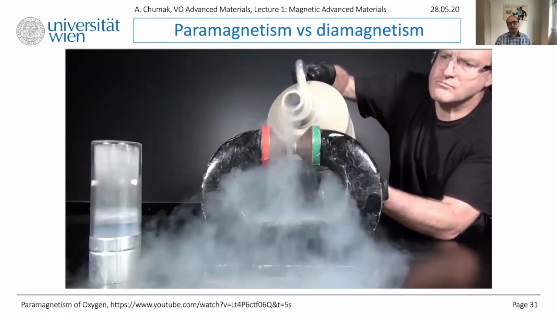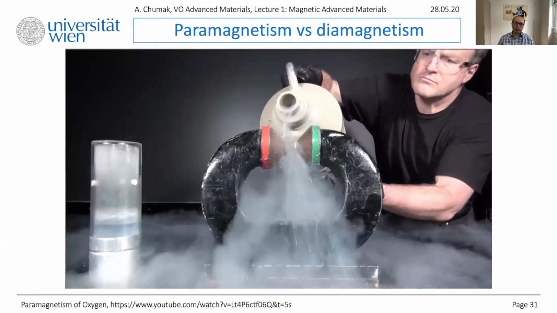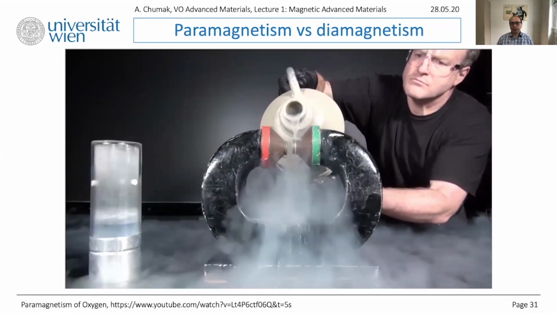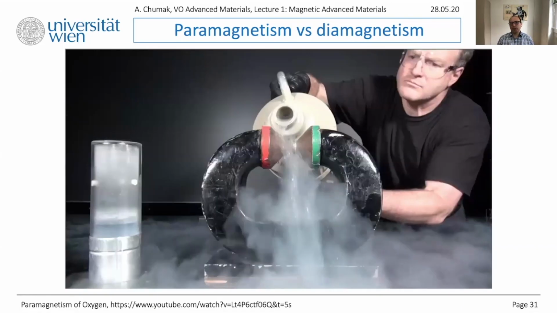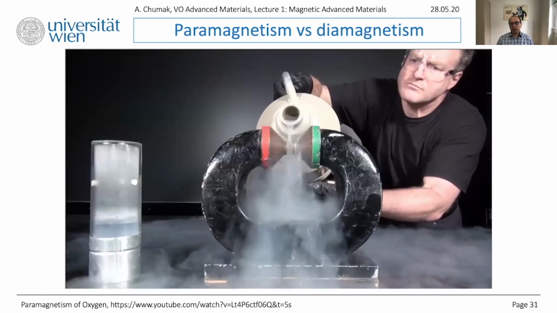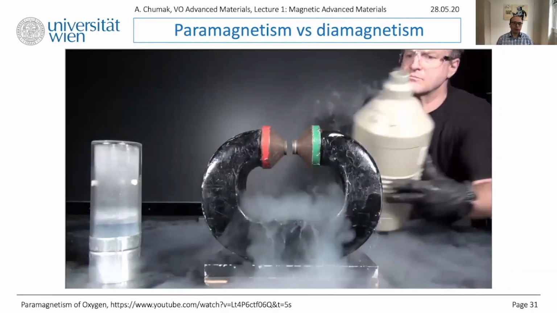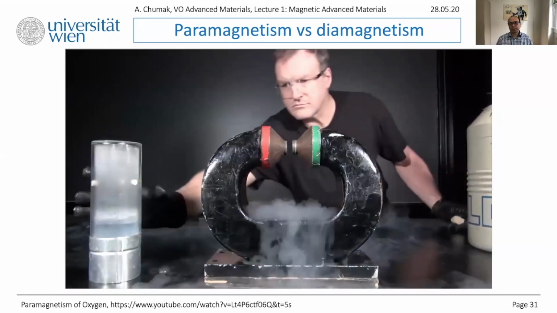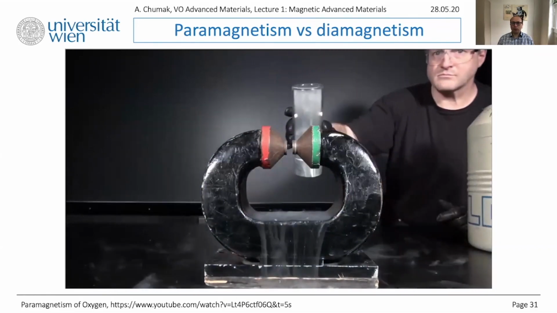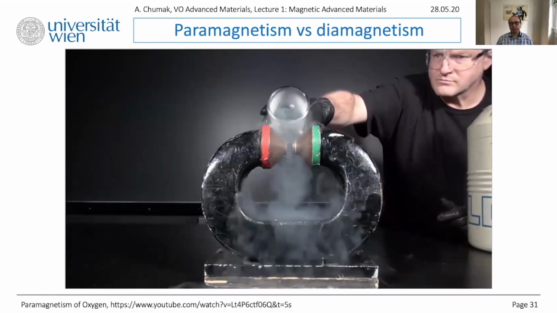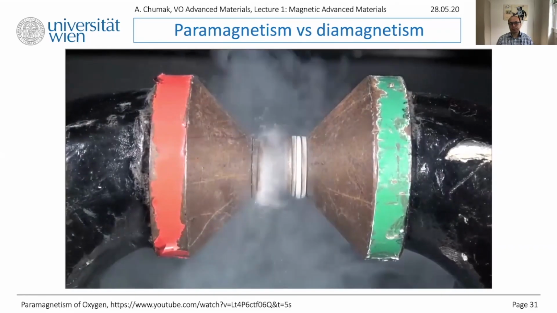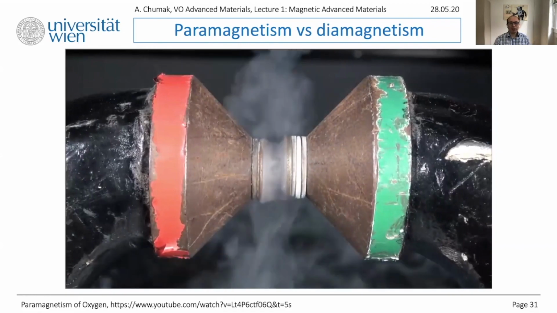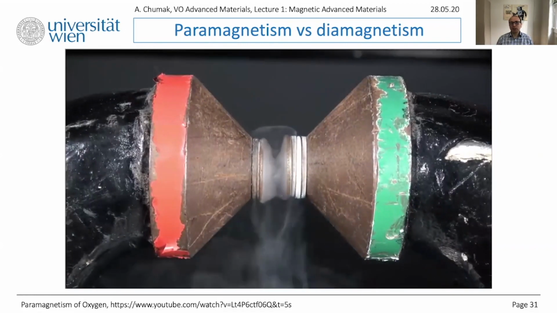So this is nitrogen, which is diamagnetic. Have a look how it behaves when you put it through a magnetic field. It either doesn't feel it or maybe even slightly pushes away from the poles of the magnet. And now let's have a look at paramagnetic behavior. It's really magnetic, yeah? It's trying to stick to the poles of the permanent magnet.